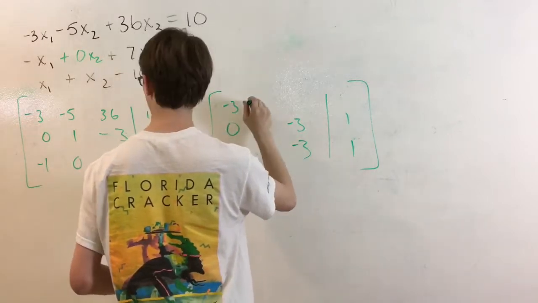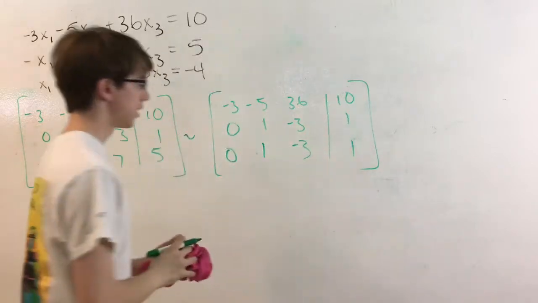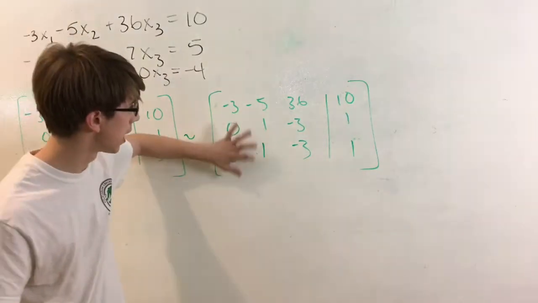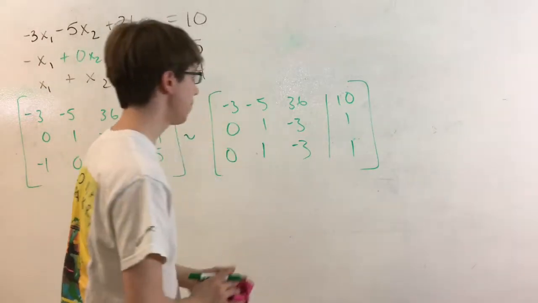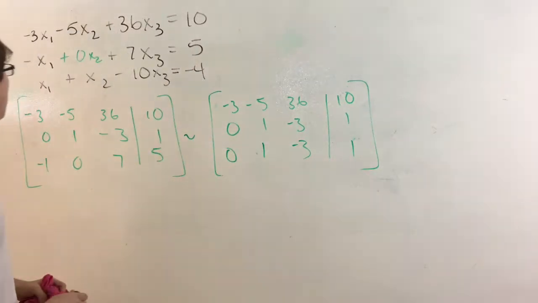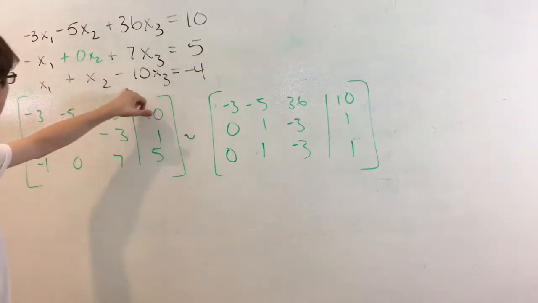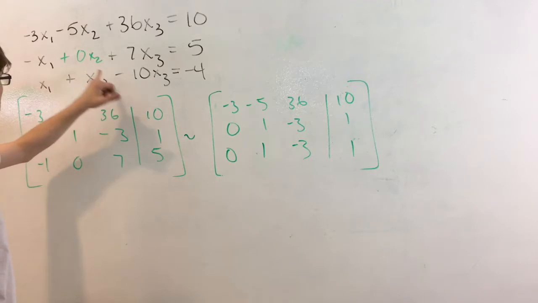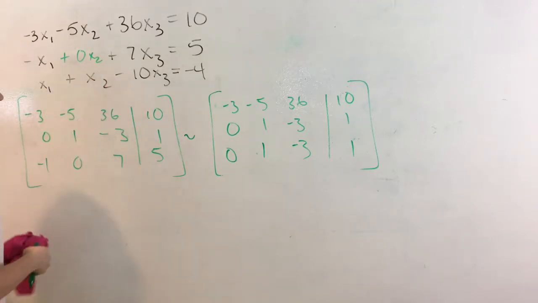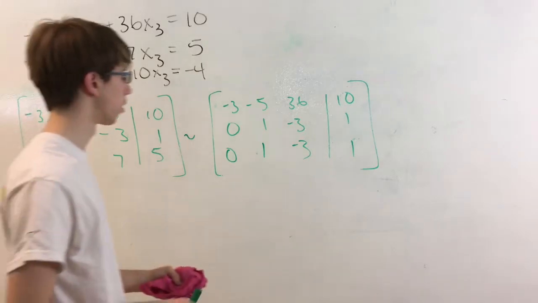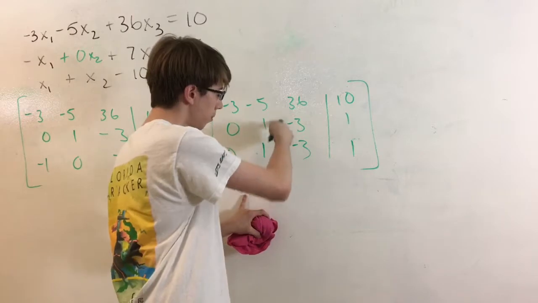Uh-oh, look at this. I see that we have 2 rows that are the same. And you know what that means when we have 2 rows that are the same? It means that they're parallel. Now, it certainly doesn't look like they're parallel here. Like it's negative x1 plus 0, x2 plus 7x3 equals 5, and x1 plus x2 minus 10x3 is negative 4. Right? Those don't look parallel. But if we do these, we end up with the same row.